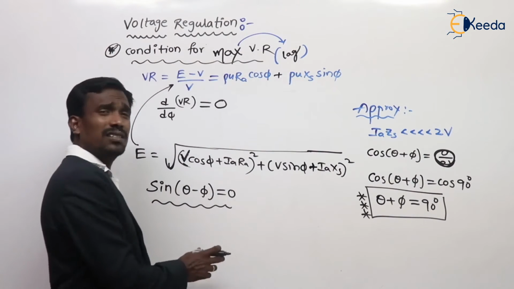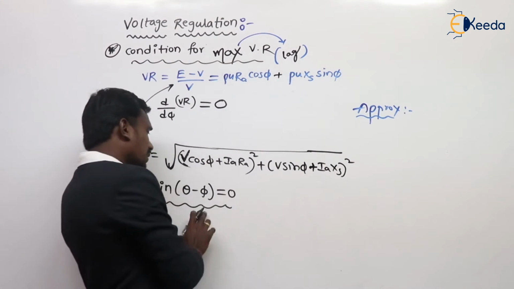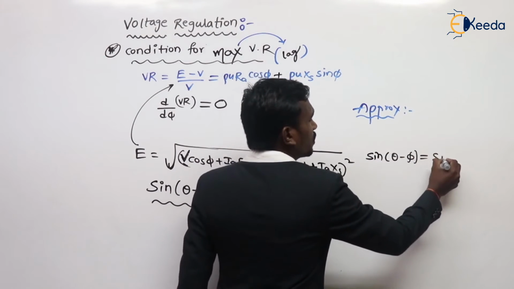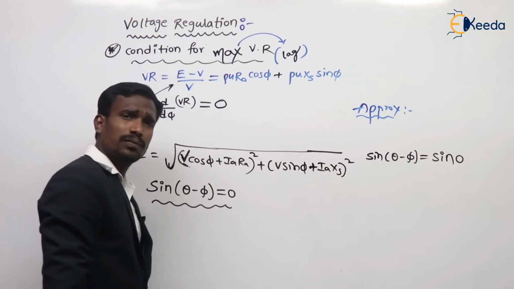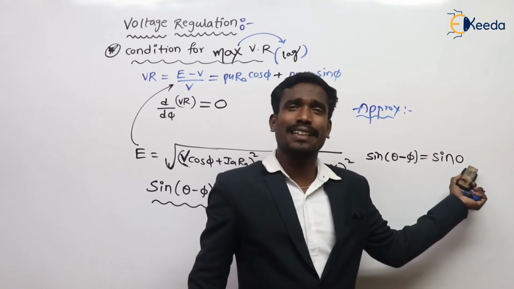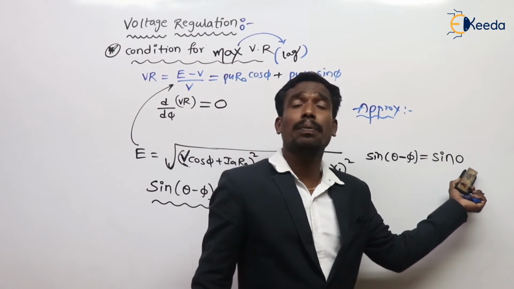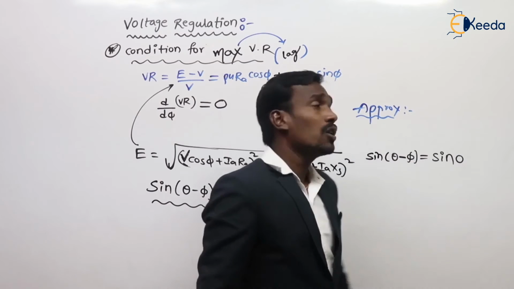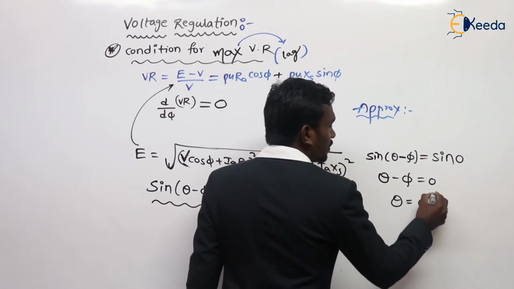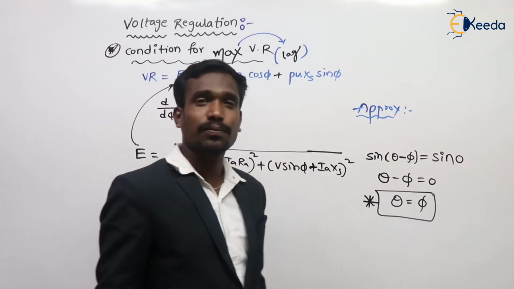This is the exact condition. And what is the approximate condition here? The approximate condition is the same. Sine of theta minus phi is equal to sine 0, where minus is there. If it is plus, you have to take 180 degrees here, but here it is minus, so you have to take 0, the appropriate value. So now tell me, what is the answer? Theta minus phi is equal to 0. So theta is equal to phi is the condition for maximum voltage regulation.